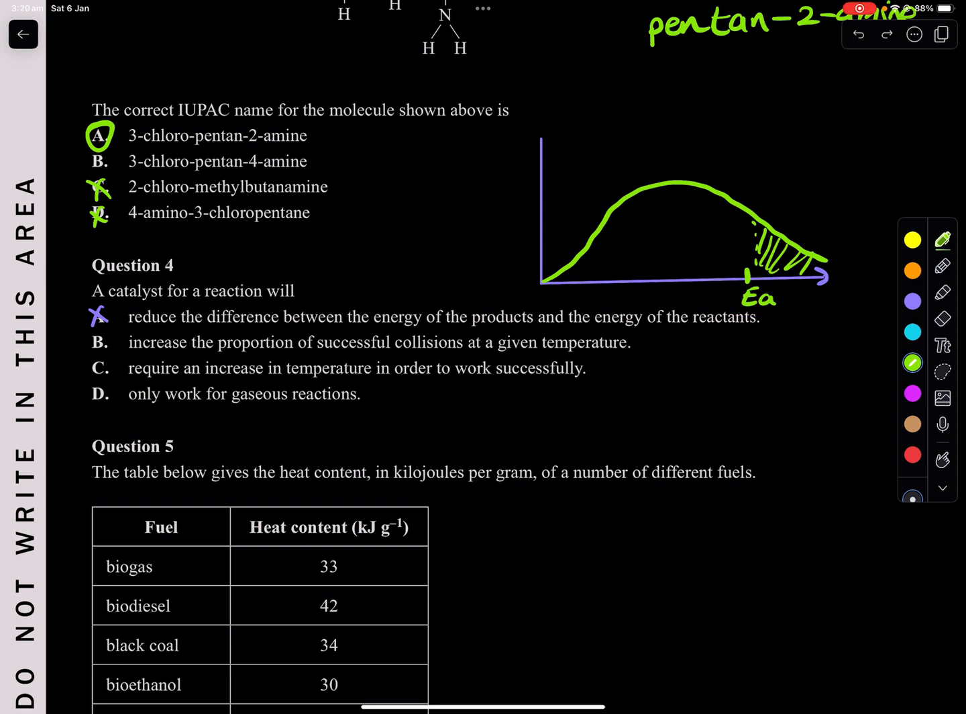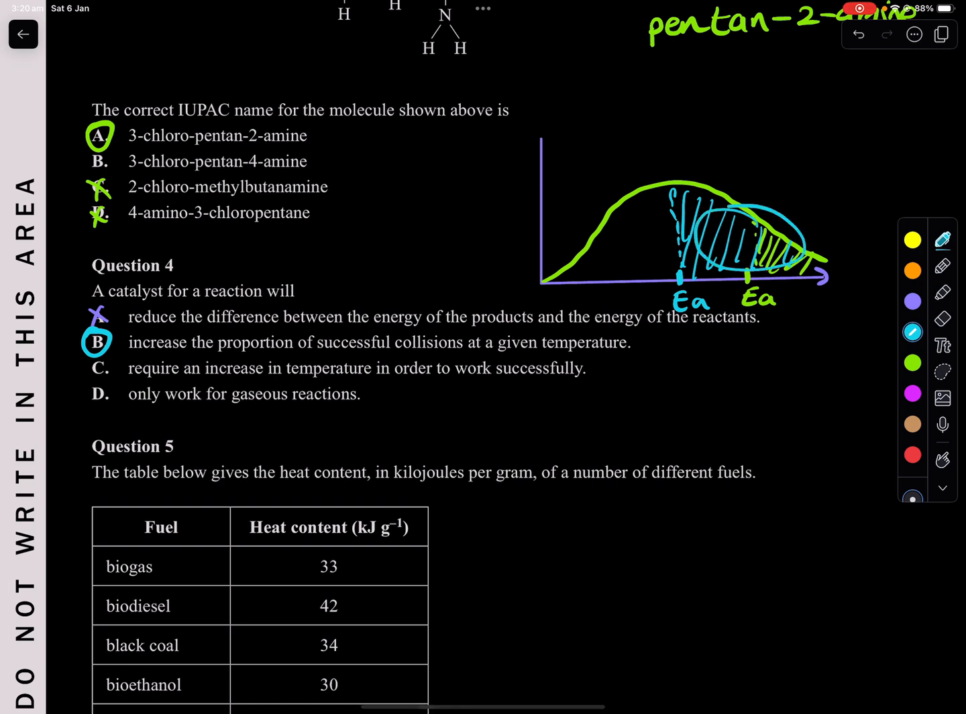So a catalyst for a reaction will, no, remember what we talked about? A catalyst decreases the activation energy. So if we put a catalyst, the activation energy becomes now here. And guess what happens? Now look at the area. It's much greater. So now there are more successful collisions. More molecules are able to go above and beyond the activation energy barrier. So a catalyst for a reaction will increase the proportion of successful collisions at a given temperature. Beautiful. That is the best definition you can give here.